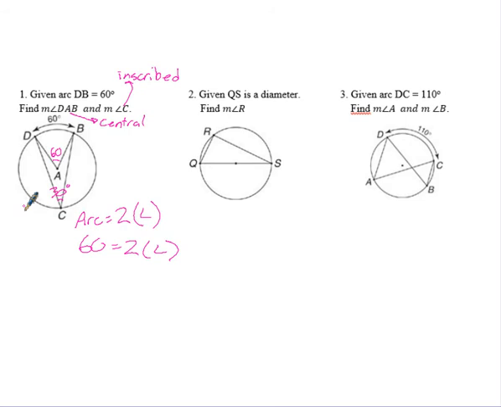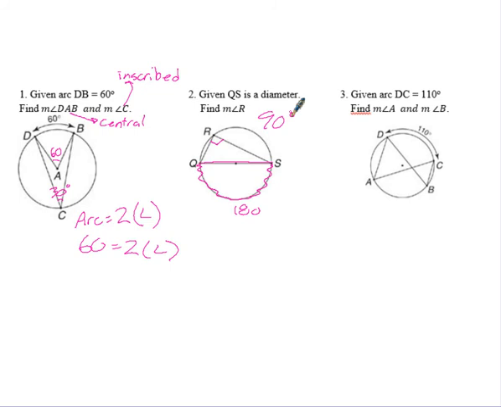The next problem says that given QS is a diameter, so we know that this is a diameter, they want to know what angle R is. What we talked about in one of our theorems is that angle R is intercepting this whole arc here, so it's intercepting half of a circle. It's 180 degrees, therefore this has to be 90 degrees.